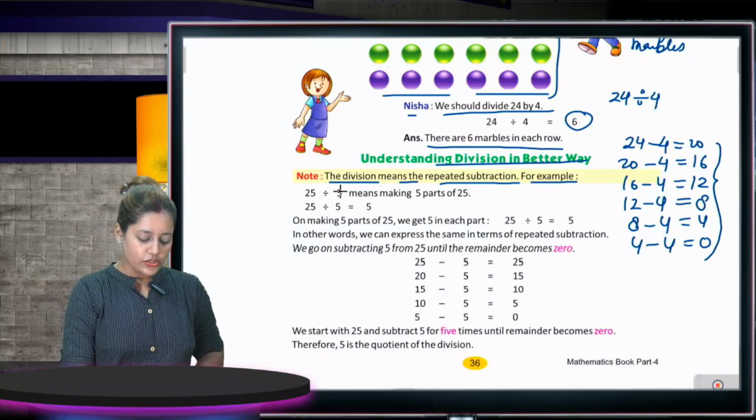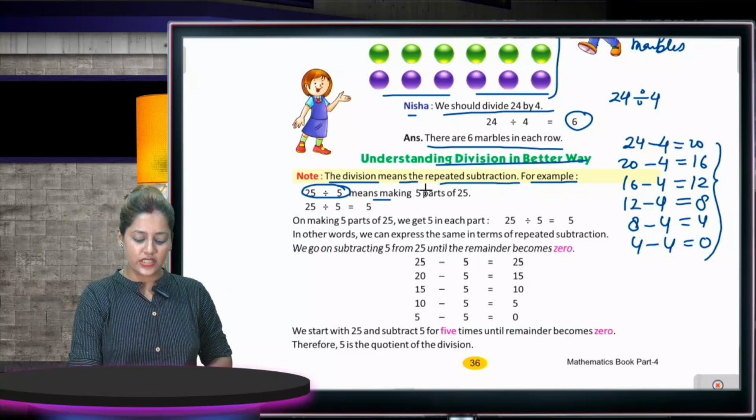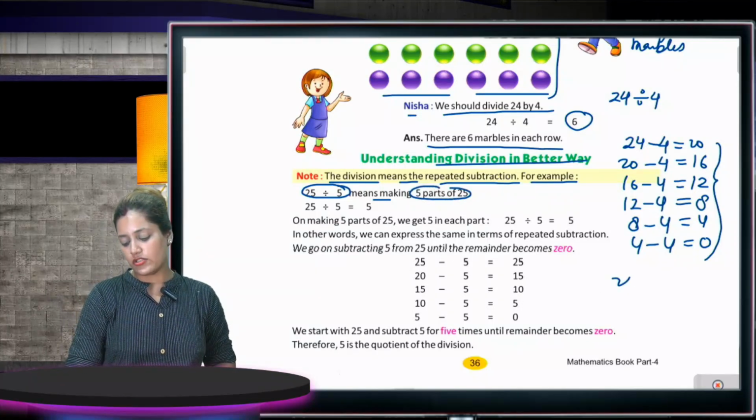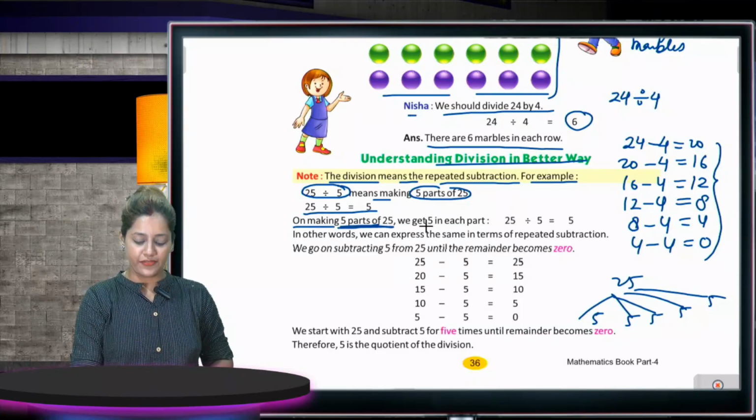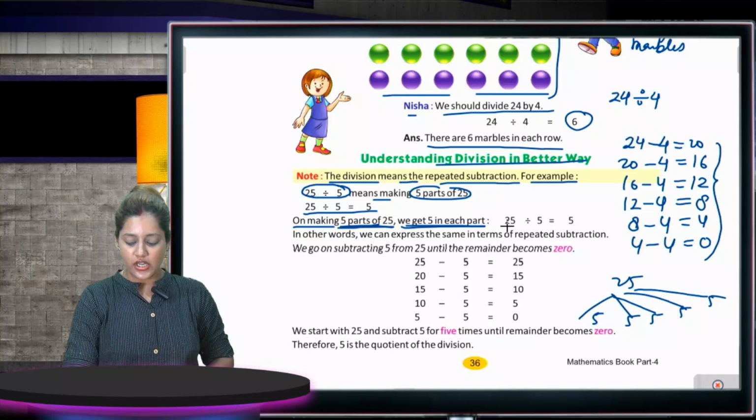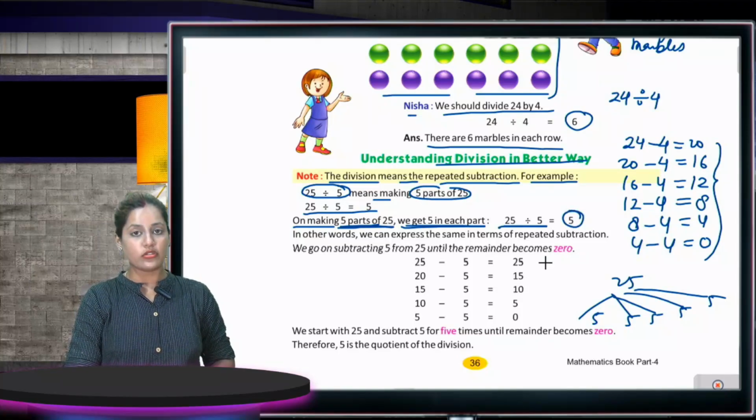For example, 25 divided by 5 means 25 is divided into 5 parts, that is 5, 5, 5, 5, 5. So 25 divided by 5 equals 5. On making 5 parts of 25 we get 5 in each part. 25 divided by 5 equals 5.